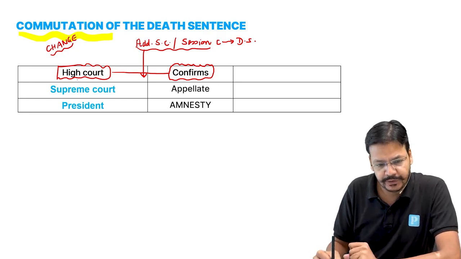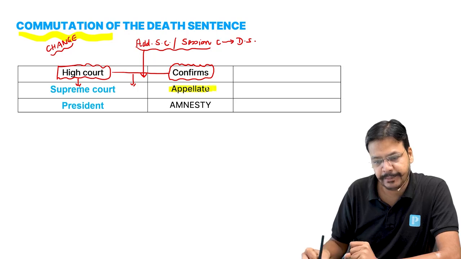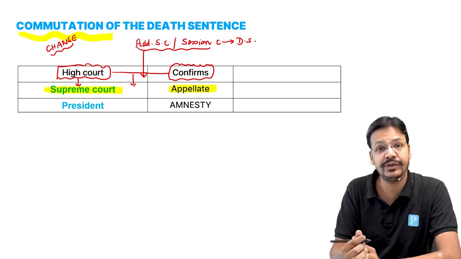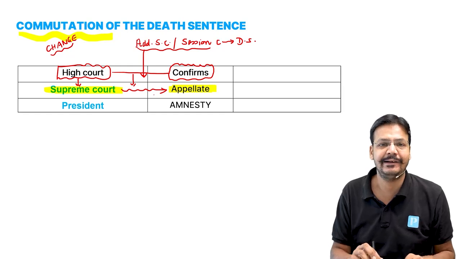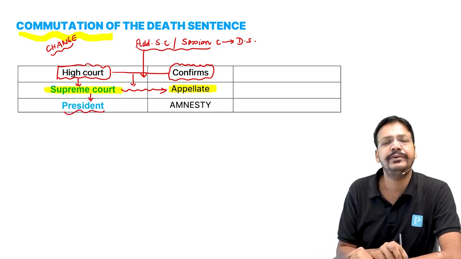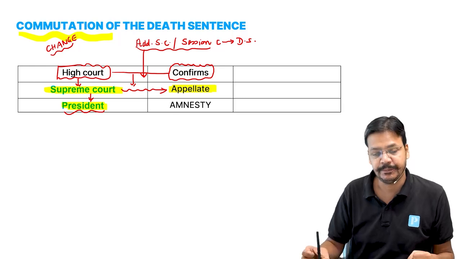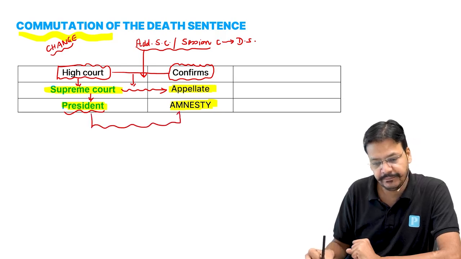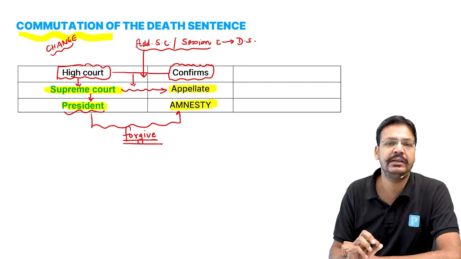Now, if High Court confirms, this is appealed. Very, very important, my dear friend. This is appealed. Appellate court is Supreme Court. So the second commutation, second change, can be done by Supreme Court. The appellate court is Supreme Court. He can change the death sentence. Now after Supreme Court, yes, my dear friend, the third power is President. The third power who can change the death sentence is President. This power is amnesty. What is the meaning of amnesty? President can forgive the death sentence. This power is known as amnesty.